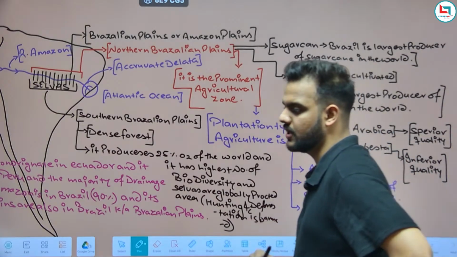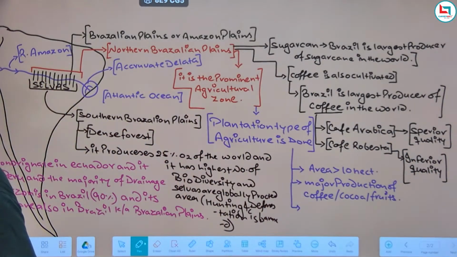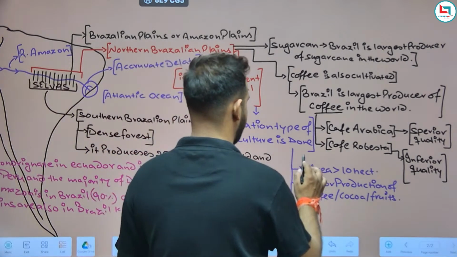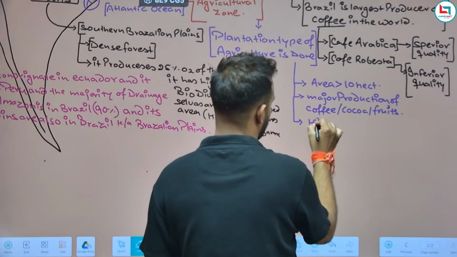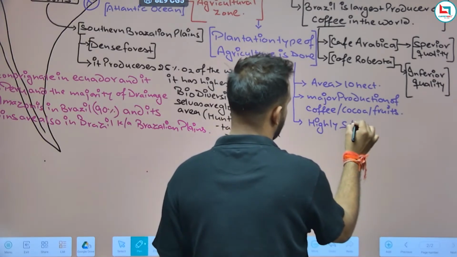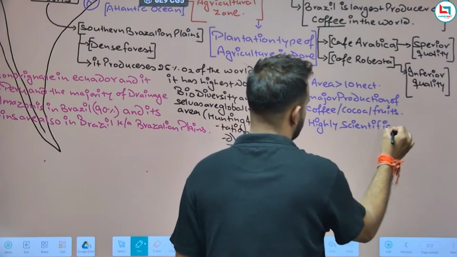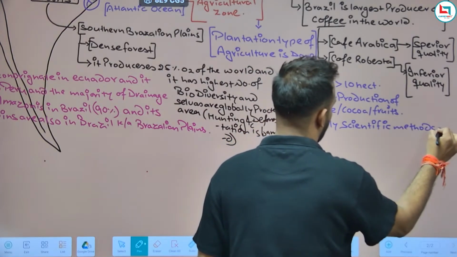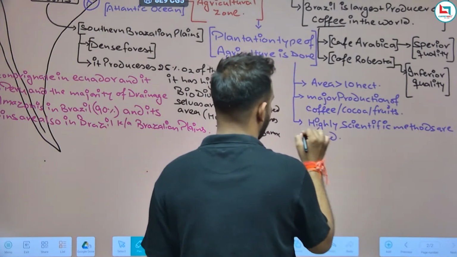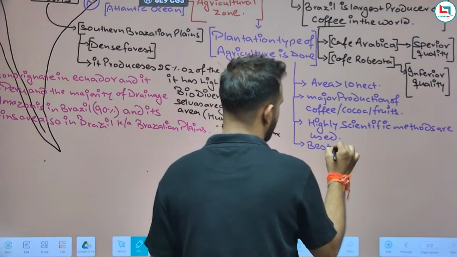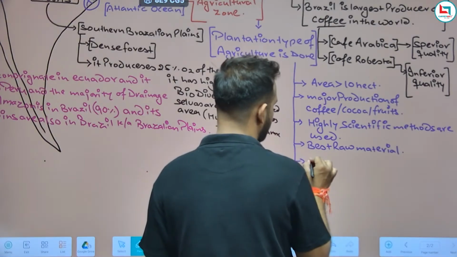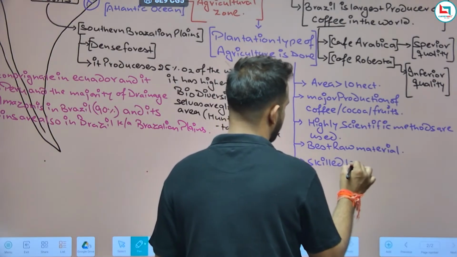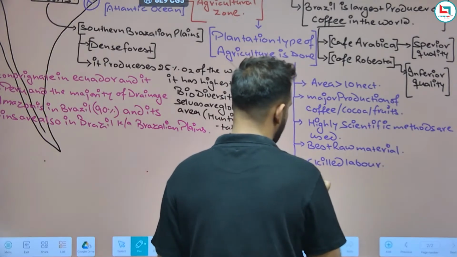Next, when we talk about the next quality of plantation agriculture, highly scientific methods are used, highly modern methods, best raw material, skilled labor. Highly scientific methods are used, best raw material, skilled labor. So these are the things.